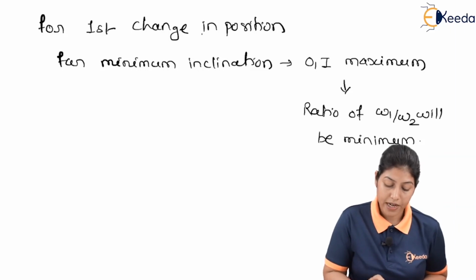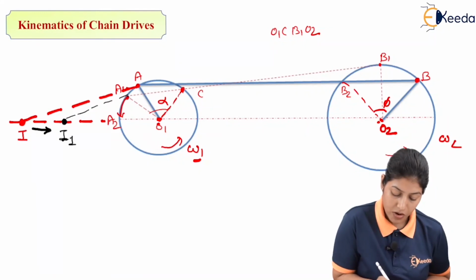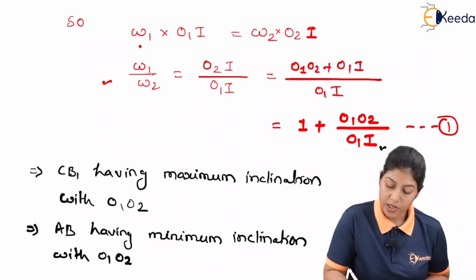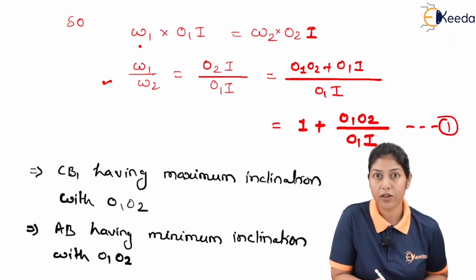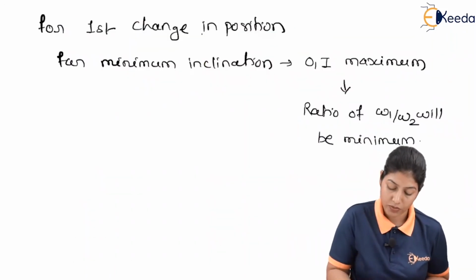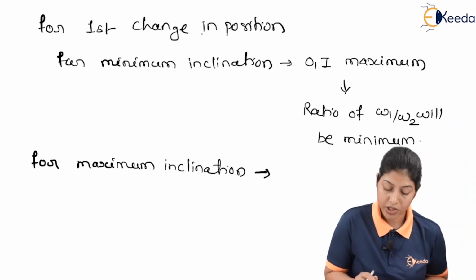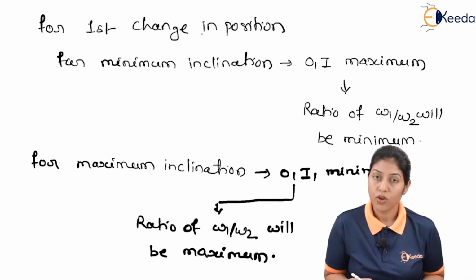Now, for the second condition, when O1I1 is lesser or minimum, for maximum inclination, we consider O1I1 minimum. So from this equation, if this value is minimum, in that case we will get the maximum ratio of angular velocity omega 1 by omega 2. And we get the maximum inclination by CB1 with O1O2. So this particular condition is representing that omega 1 by omega 2 will be maximum.